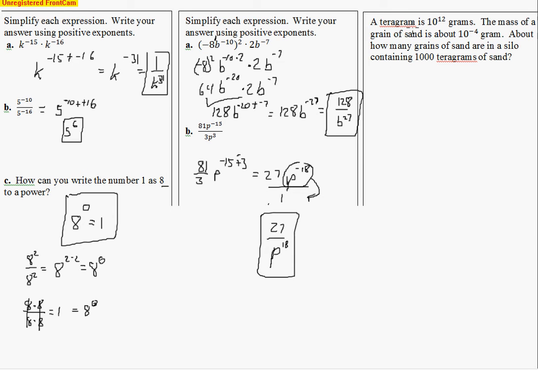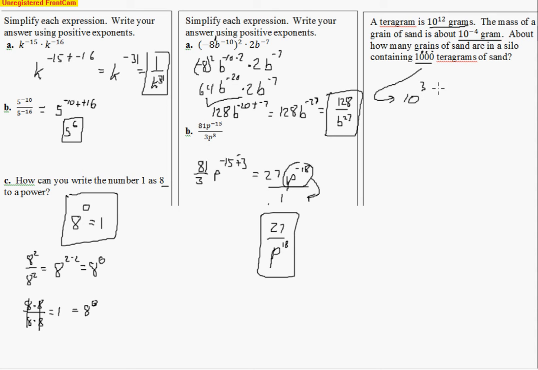So on this last one, it says a teragram is 10 to the 12th grams. Okay, so they're giving me the conversion factor there. The mass of a grain of sand is about 10 to the negative 4th grams. And so about how many grains of sand are in a silo that contains 1,000 teragrams? So the first thing we're going to do is change 1,000 so it's a power of 10. And so this is going to be 10 to the 3rd. So you just count up the zeros, 1, 2, 3, so that's 1,000.